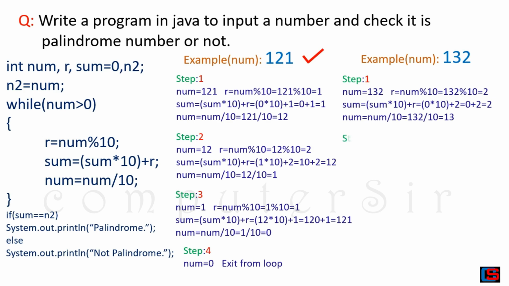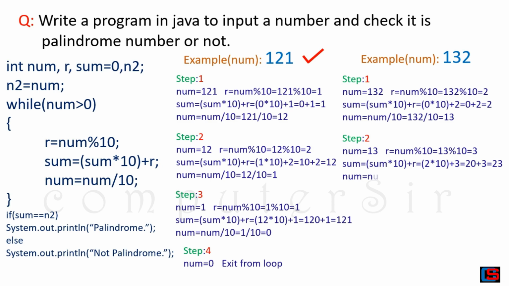In step 2, you can see the value of num is now 13, so r equals num mod 10. It means 13 mod 10, and r becomes 3, right? Now sum equals sum into 10 plus r. So the previous value of sum is 2, which was generated in step 1. So 2 into 10 plus 3 becomes 20 plus 3, and the value of sum becomes 23. And in the next step, num equals num by 10. So 13 by 10 equals 1. So num becomes 1.